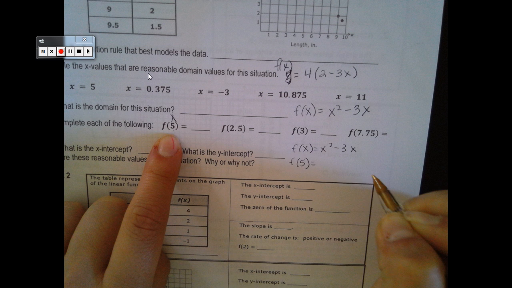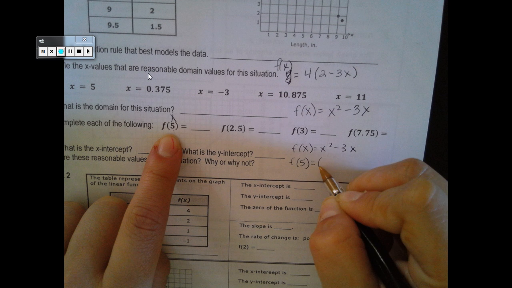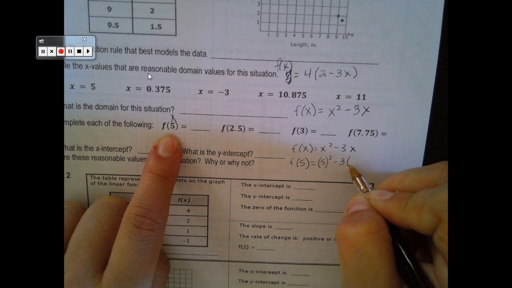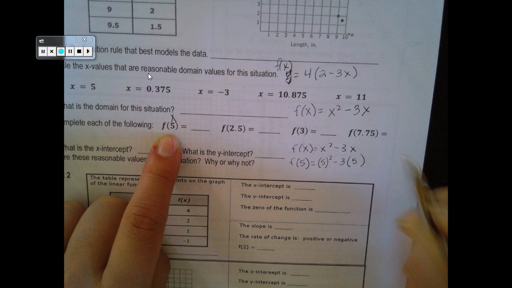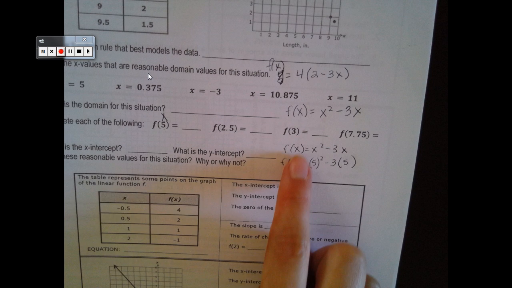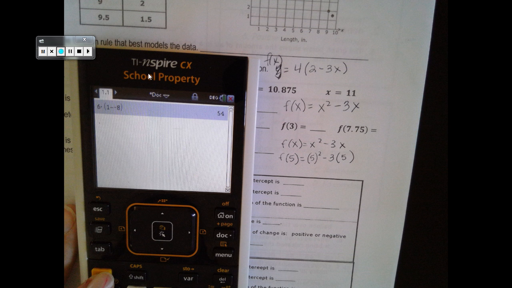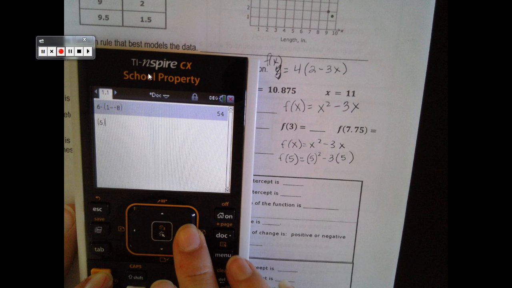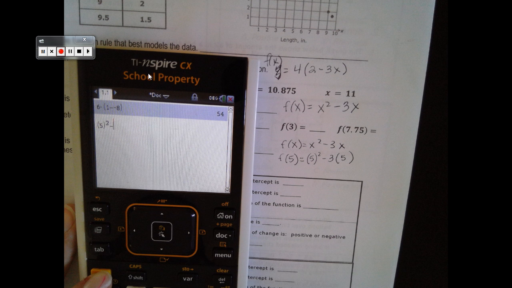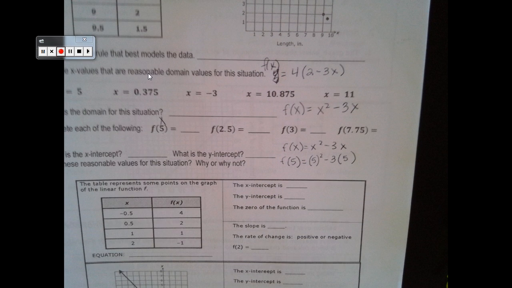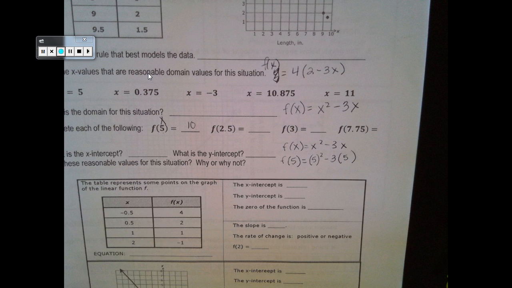In place of the x, I put 5 squared minus 3 parentheses the 5. Okay. In place of every x, I put a 5. Alright, just put that in the calculator. Only this part after the equal sign. So parentheses 5, close out of that, squared minus 3 parentheses 5. So that is my f of 5, positive 5, is 10. That's all you're doing. Try it now on your own.